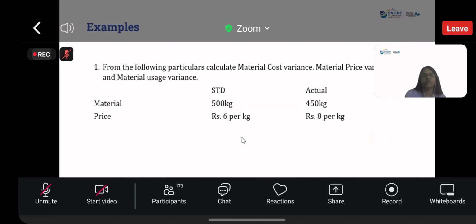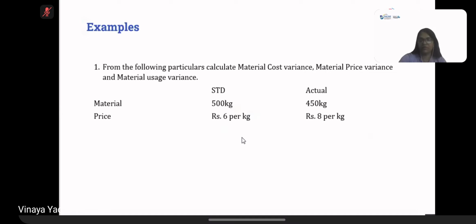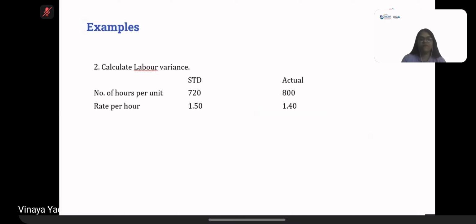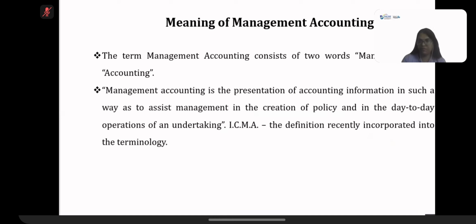So we solved this first question. Then we solve this labor gains. Now we'll start with some topics revision, and the remaining we'll do in the next session. Firstly, we are going to discuss what is management accounting.